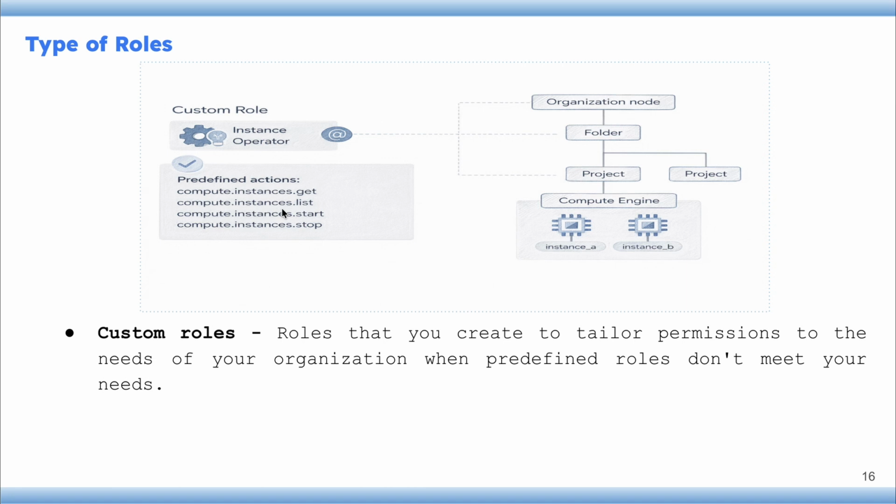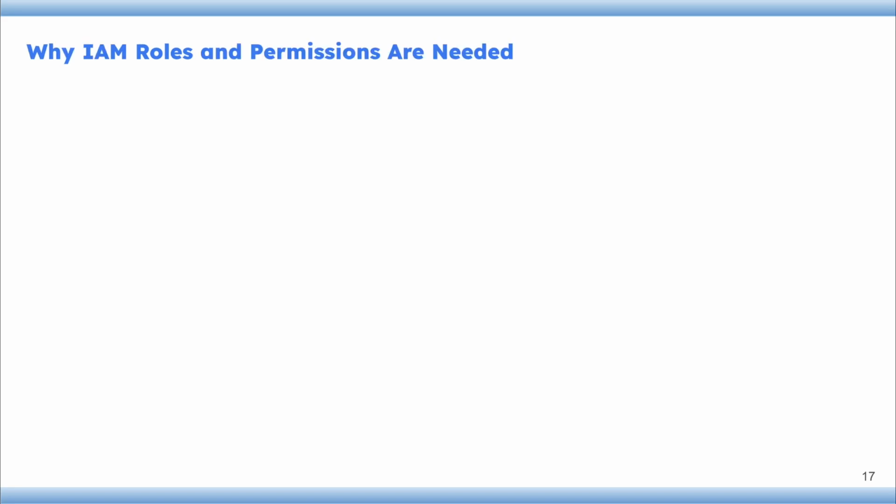And to summarize, basic roles are broad and simple, predefined roles are service specific and safer, whereas custom roles offer maximum control and security. Choosing the right IAM role is essential for protecting your cloud environment while enabling your team to work effectively and efficiently. Why are IAM roles and permissions needed in Google Cloud Platform, or basically in any cloud platform?